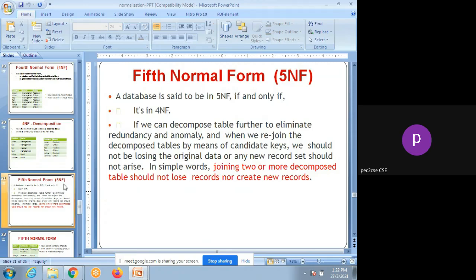Okay. Is there any doubt? It looks like a lossless decomposition. We have seen the definition of non-loss decomposition or lossless decomposition. That only applies here.